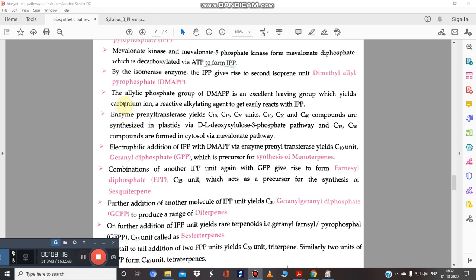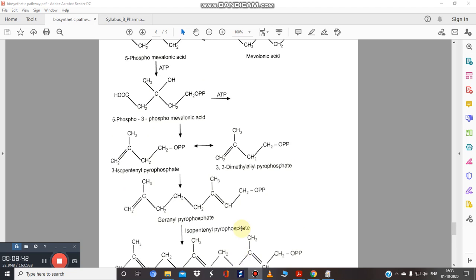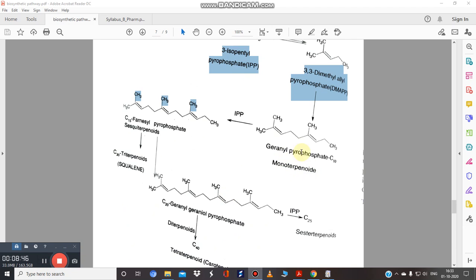DMAPP basically reacts with the IPP and forms units like C10, C15, C20 up to C40. So these types of units are produced, like geranyl pyrophosphate. Geranyl pyrophosphate plus this IPP unit, that is isopentenyl pyrophosphate, will give this unit, the farnesyl pyrophosphate. Here it is again, geranyl pyrophosphate plus IPP will give C15, that is farnesyl pyrophosphate.